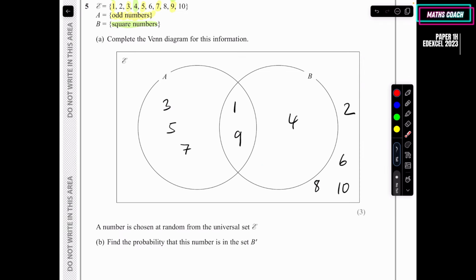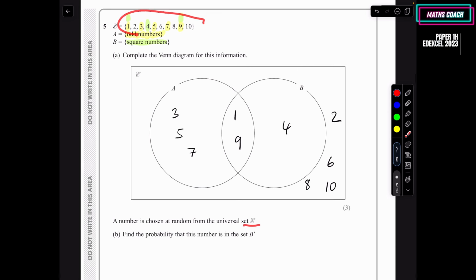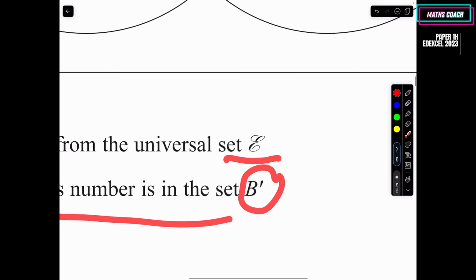It says a number is chosen at random from this universal set. It's basically saying numbers chosen from there. Find the probability that number is in set. Now what does this mean? Not B, right? You can see a little dash on top.